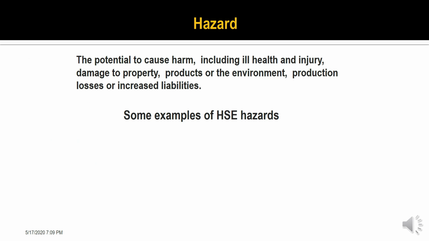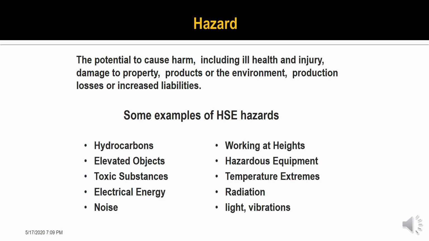Right, now we are recapping the terms we used in this exercise. Hazard. Hazard is the potential to cause harm. I told you that earlier. Now we are going to talk about some examples. Hydrocarbon. Hydrocarbons are petrol, diesel, LPG, all those things which are highly combustible. Elevated objects. Anything hanging on top of you. Even if you go on top of a building, you are an elevated object. Toxic substances, poisonous stuff. Electrical energy, noise, then working at height, hazardous equipment, temperature, radiation, stronger lights, vibrations, all these things are hazards. Why? All these things have the potential to cause harm.